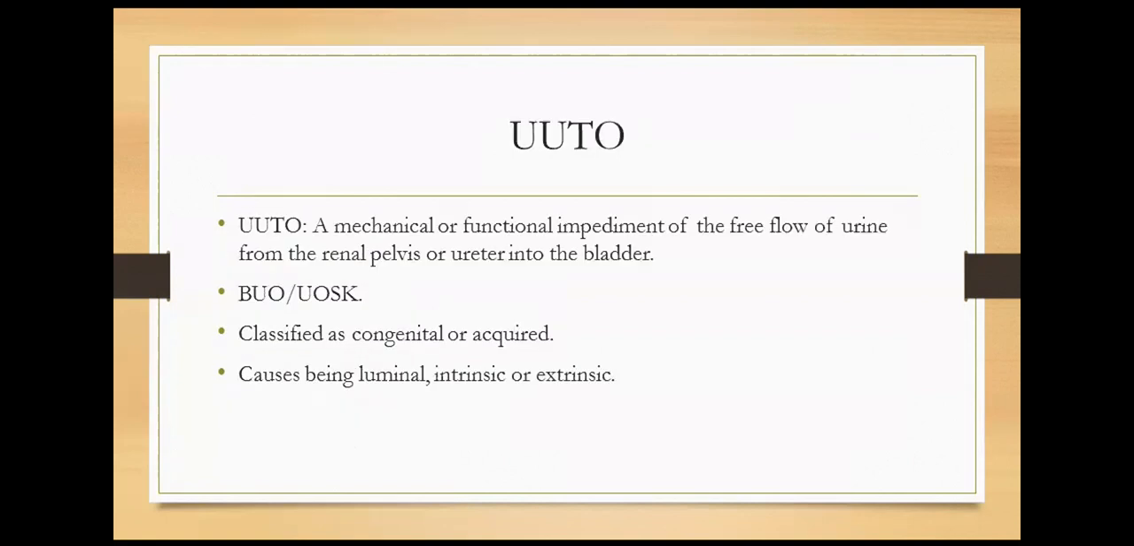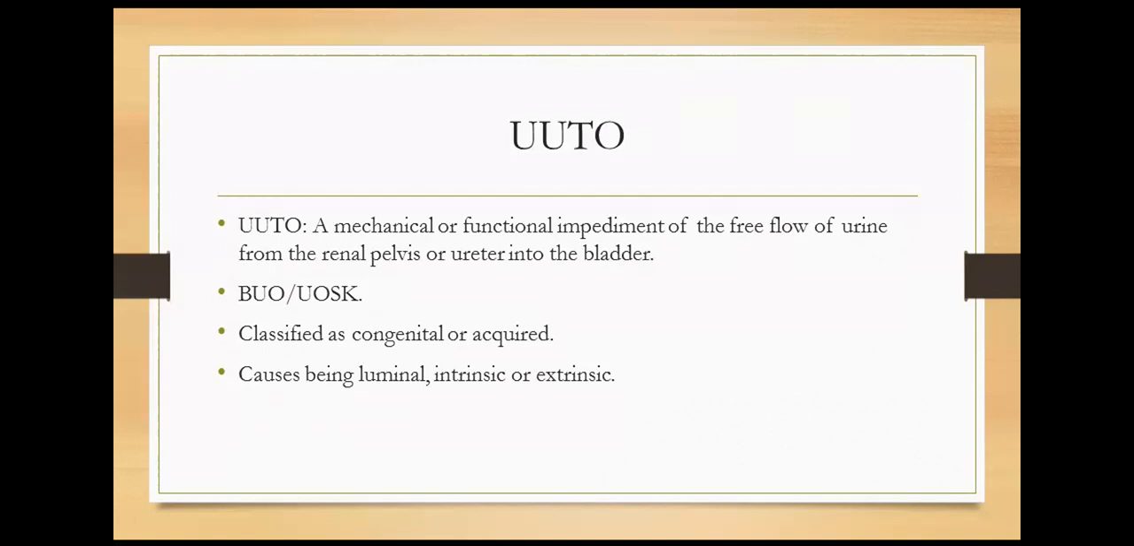So first and foremost, unilateral ureteric tract obstruction is defined as a mechanical or functional impediment to the flow of urine, from the renal pelvis, through the ureter, into the bladder. If there is an obstruction in that tract, whether mechanical or functional, if there is no flow, that is an obstruction. If it is limited to one side, that would be unilateral. Of course, if bilateral, we'll discuss that as well.